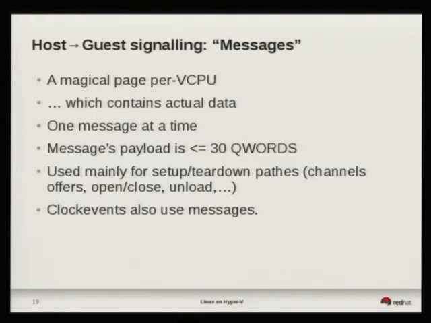And it's actually a single page per CPU where there is actual data. When you receive an interrupt, a physical interrupt from your host, you're supposed to look at the page, and if there is some data there, you get a message from the hypervisor. But this message is limited to 200-something bytes, and as you understand, you can't make any performance-critical communication based on messages, because you'll be just delivering one message per call, and you'll need to have an interrupt for each of them. So it's going to be dead slow.